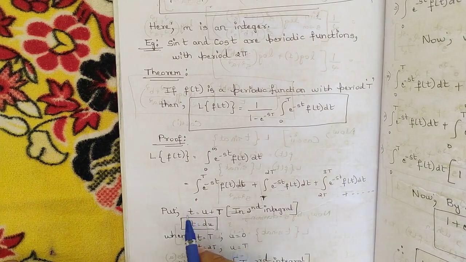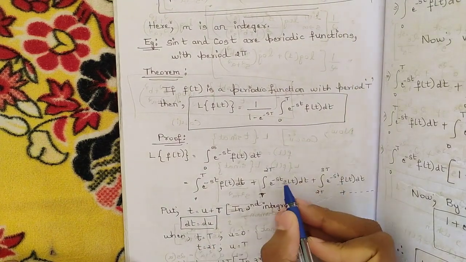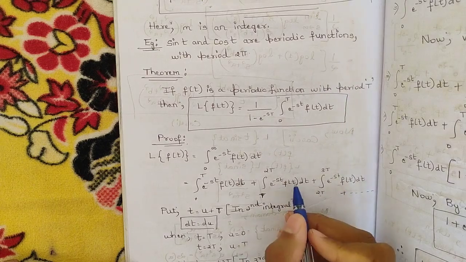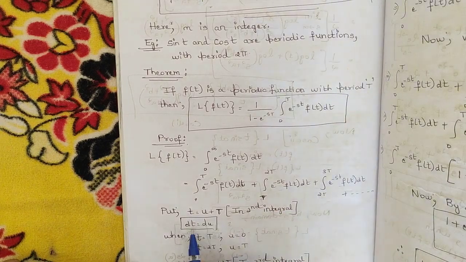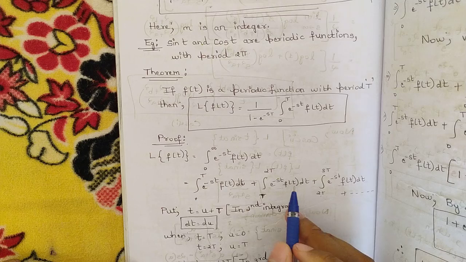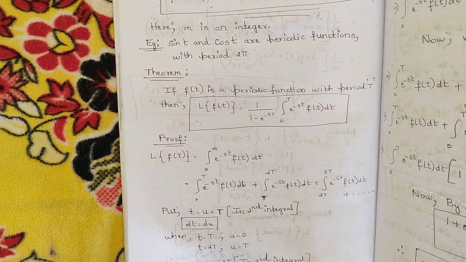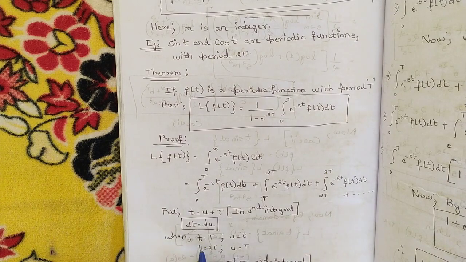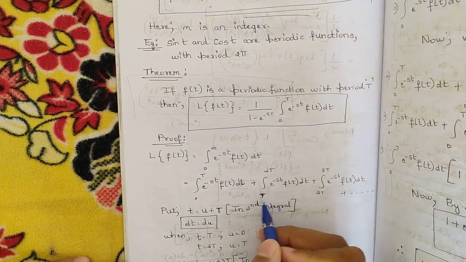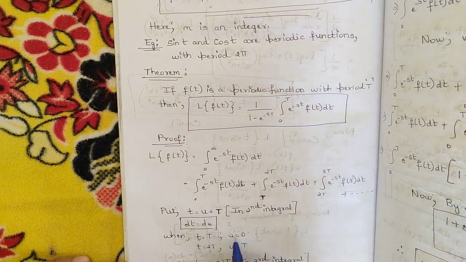Put t is equal to u plus T in the second integral. Wherever t is there, you put it as u plus T. Therefore, if you take the differentiation, you will get dt is equal to du. Wherever dt is there we will get du. That is, from the time domain I am converting to the u domain. Similarly, when t is equal to T, we would get the value of u is equal to 0.